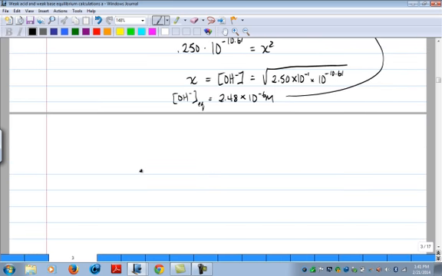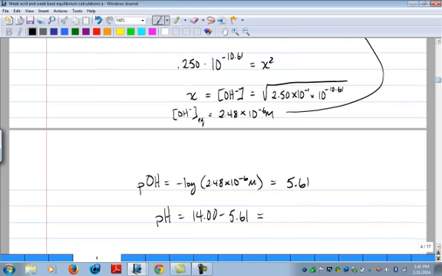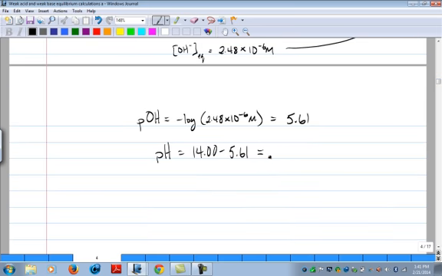For the pOH, by definition, it's the negative log of the hydroxide concentration, 2.48 times 10 to the minus 6 molar, and that yields 5.61, giving a pH at 298 Kelvin in aqueous solution. It's 14.00 minus the pOH. As expected, we get a basic pH for this weak base. Not very basic, but somewhat. And that is 8.39.